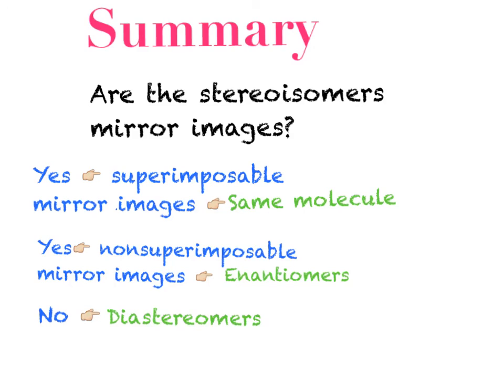Now here's a brief overview of everything that's been covered in the video. Something to ask yourself when looking for these isomers is whether the stereoisomers are mirror images of one another. If yes, and they're superimposable mirror images, then they're the same molecule, or meso. If yes, but they're non-superimposable mirror images, then they're enantiomers. And if they're not mirror images, then they're simply diastereomers.